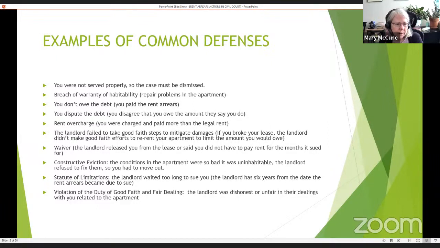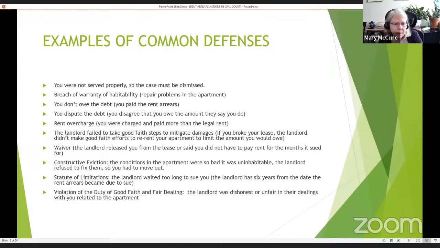Constructive eviction. That's when the repairs in the apartment, the conditions are so bad and the landlord has refused to repair them, that you couldn't live there. You literally couldn't live there. This can't be for minor things. It has to be like ceilings falling down or floods or mold in all the rooms. It has to be serious.